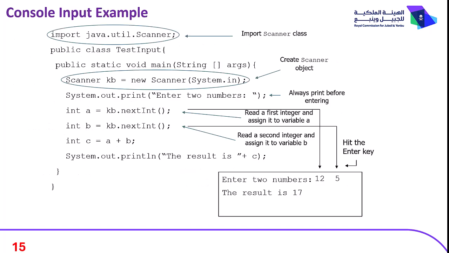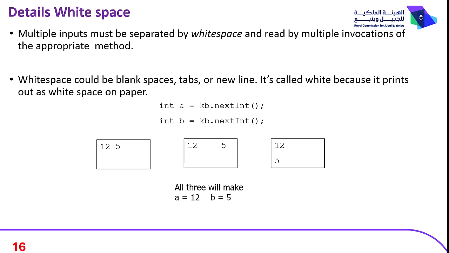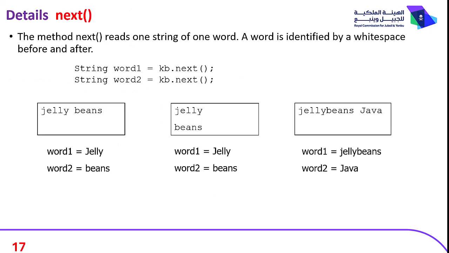Console input example. In this program, we create a Scanner and prompt the user for 2 numbers. We use nextInt twice to read those values, add them together, and print the result. Always provide a prompt so the user knows when to type. Input details, white space. When reading multiple inputs, they must be separated by white space, which includes spaces, tabs, or new lines. Whether the user types 12 space 5 on one line or on 2 lines, nextInt will correctly assign those values to your variables.